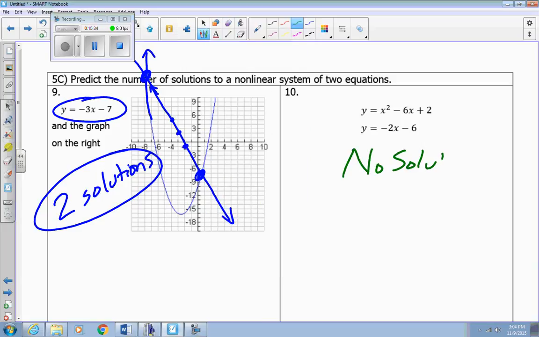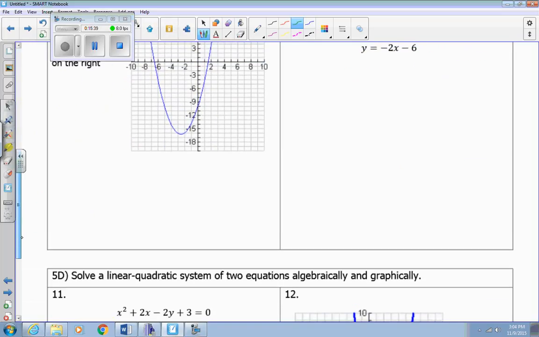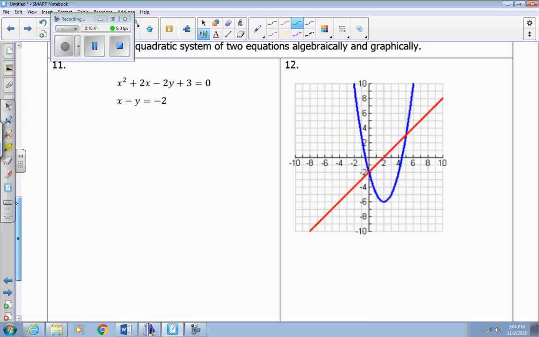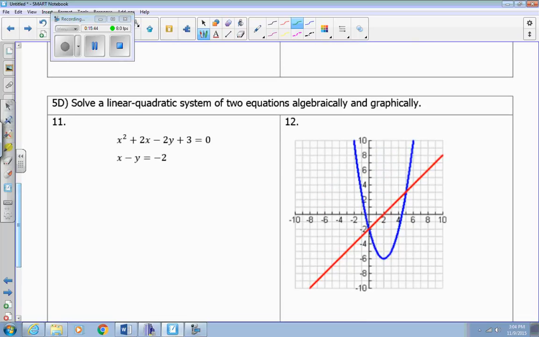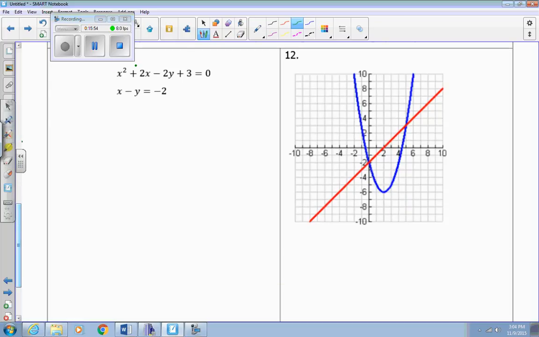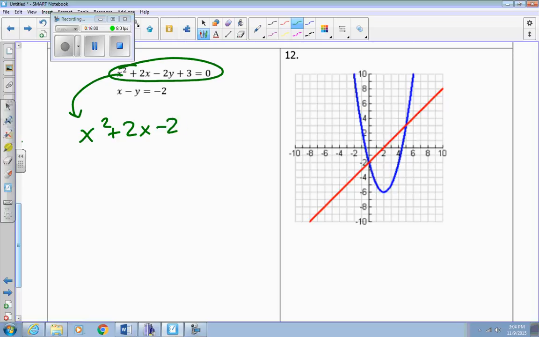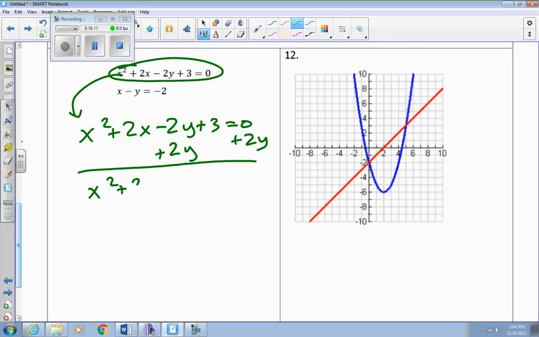Moving on. D. Here we have to actually solve. So for 5D and 5E, you solve. For 5D, we need to set each equation equal to 0. So I'm going to take that top equation and set it equal to 0. Easiest way, I think, is just to move the negative 2y over. And then divide by 2.